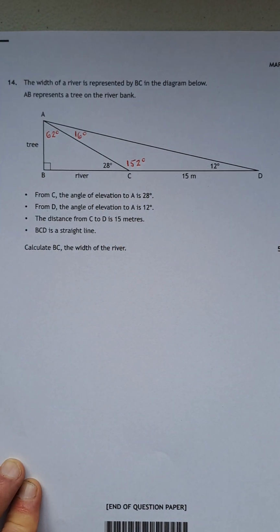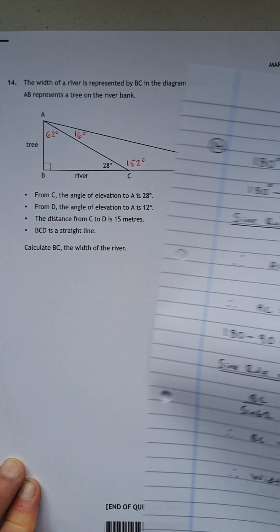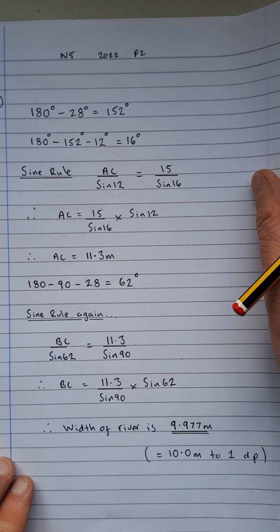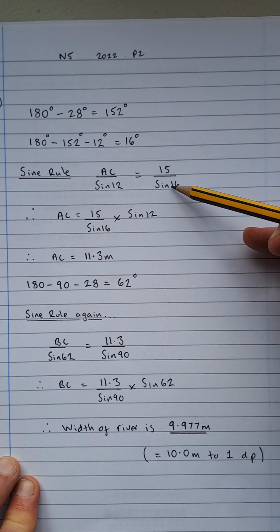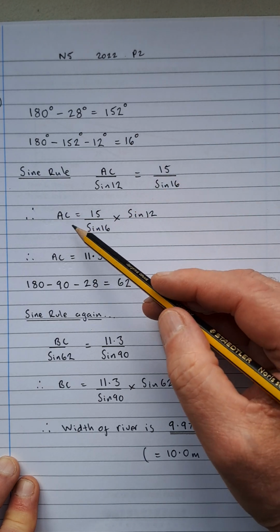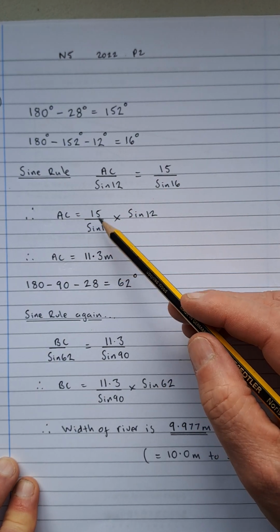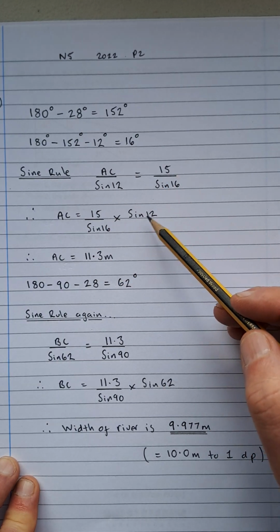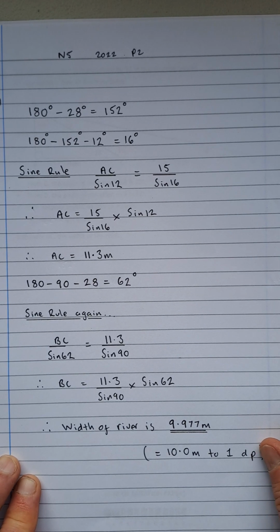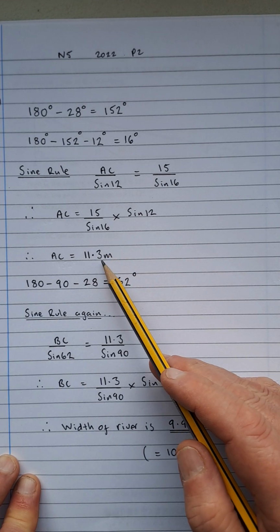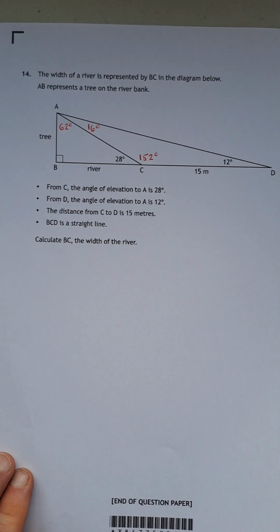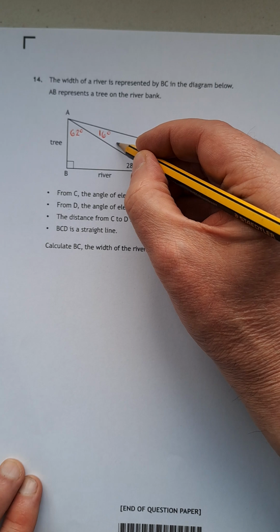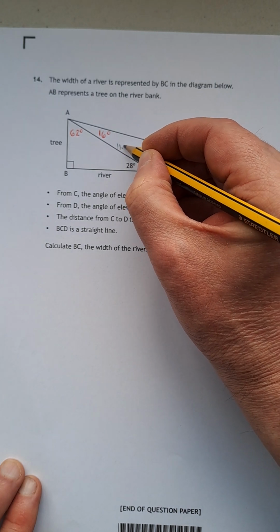So let's get to the working again. There we have it there. So AC over sine 12 is 15 over sine 16. And how do we get AC? Well, we do 15 over sine 16 and we times that by sine 12. And we get our calculator out, and AC ends up being 11.3 meters. So we now know that AC is 11.3 meters. So we can just put that in there.